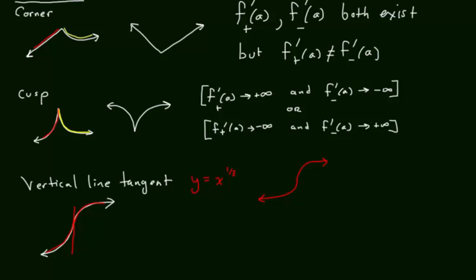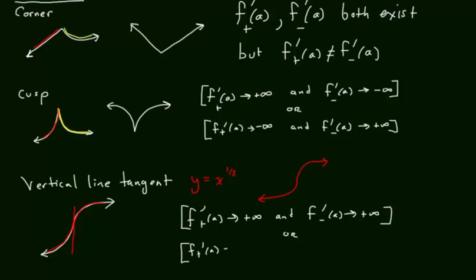So mathematical criteria for it is as follows: f prime from the right of a approaches positive infinity, and at the same time f prime, as we approach from the left, is also positive infinity. So that's one case. Or we have the case where they both approach negative infinity, like I have written here.